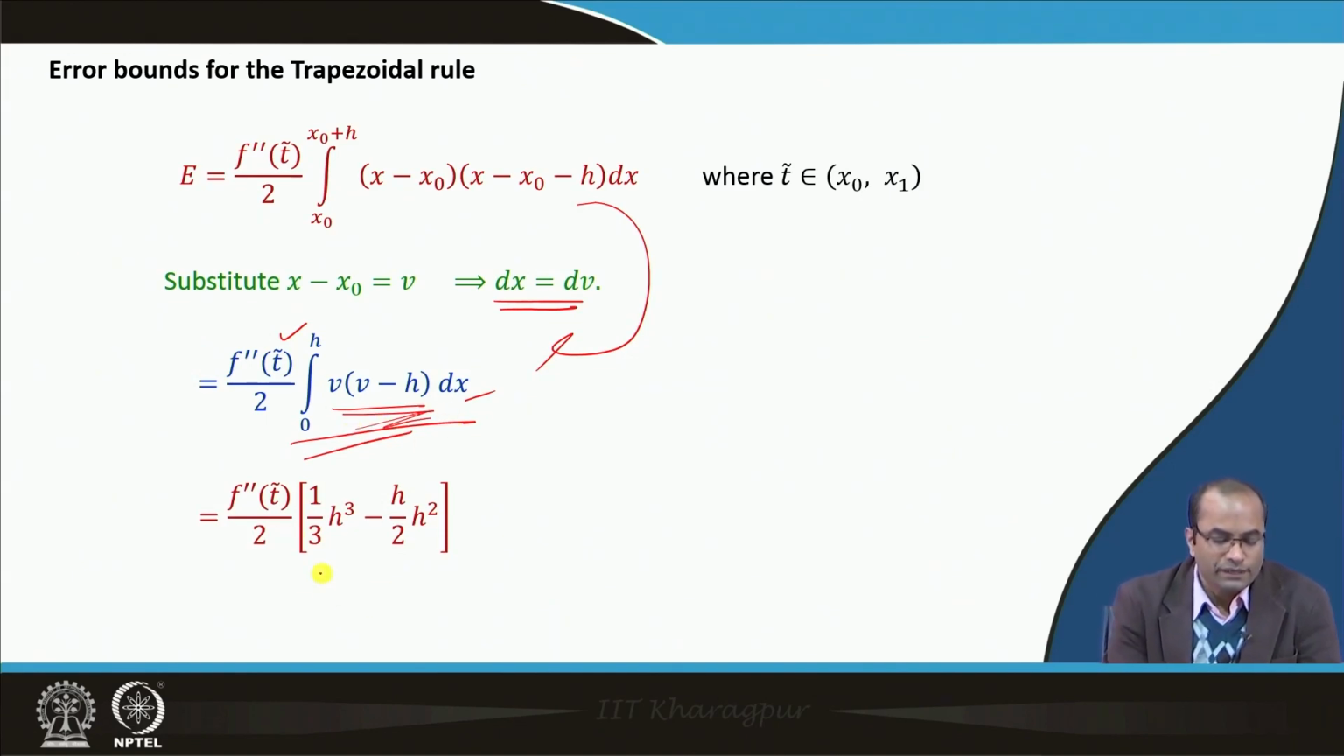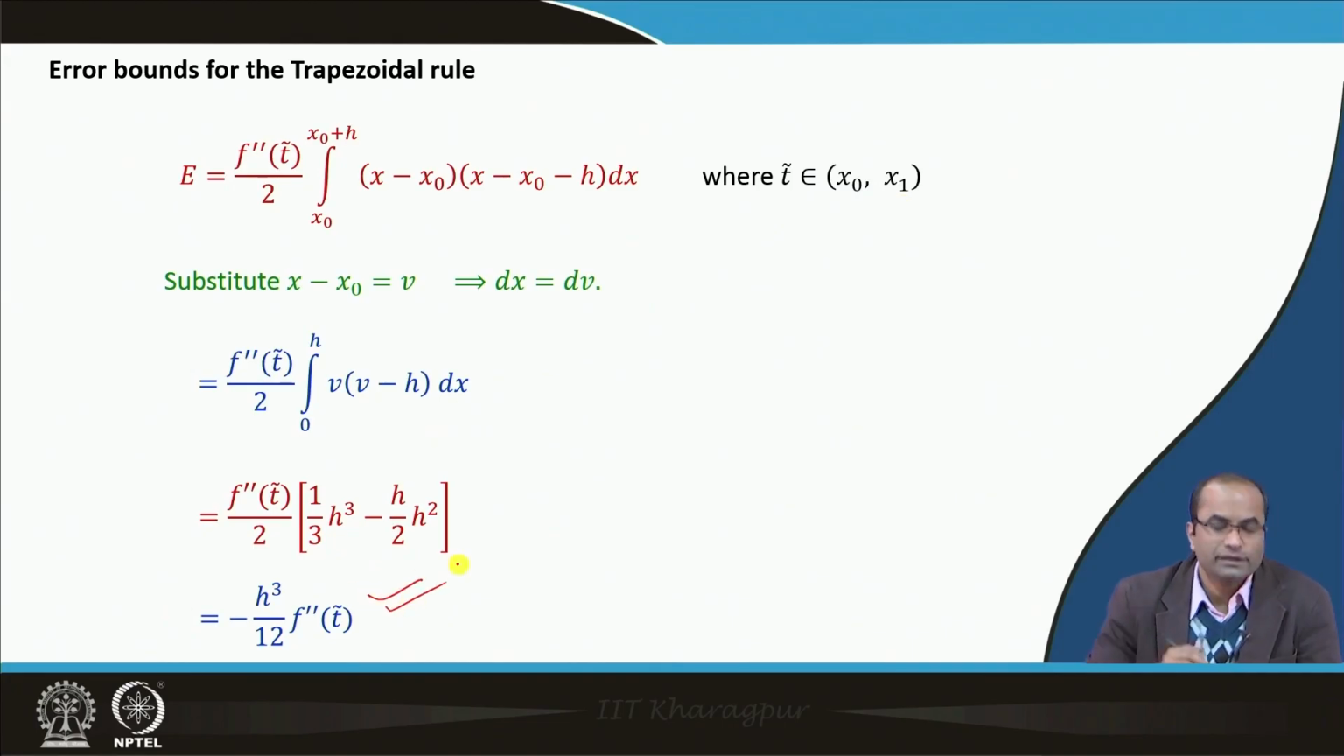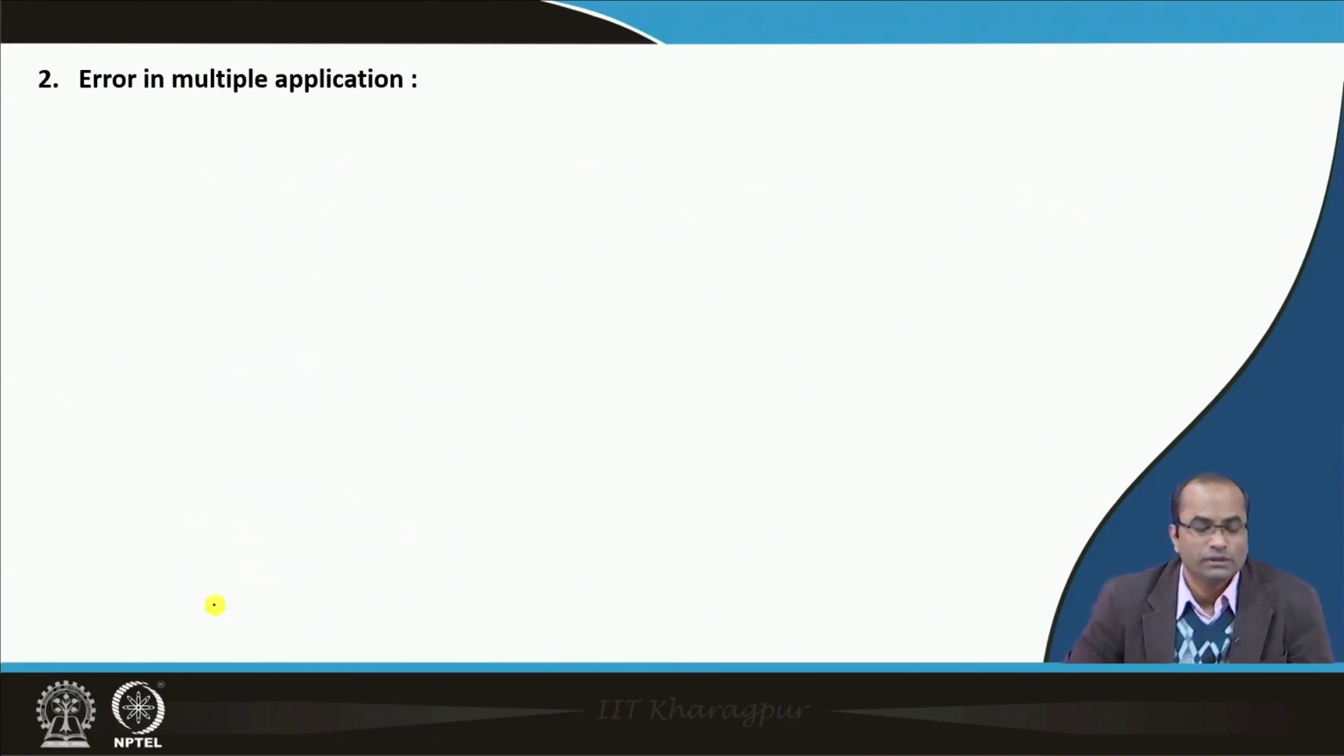And now we can integrate this. So, after this integration, what we will get? We will get this error as minus h cube by 12, and there will be this double derivative evaluated at some point t tilde in the interval x naught to x 1. So, this is the error in a single application of the trapezoidal rule, and it is of order h cube.